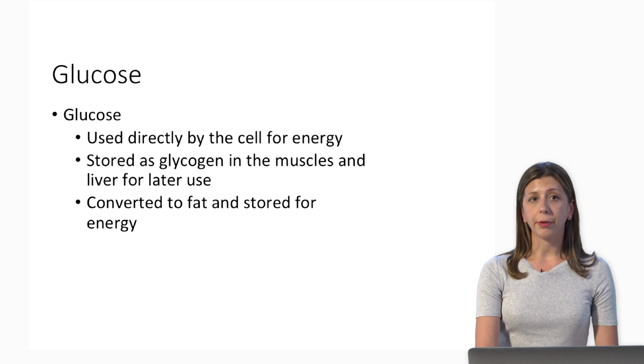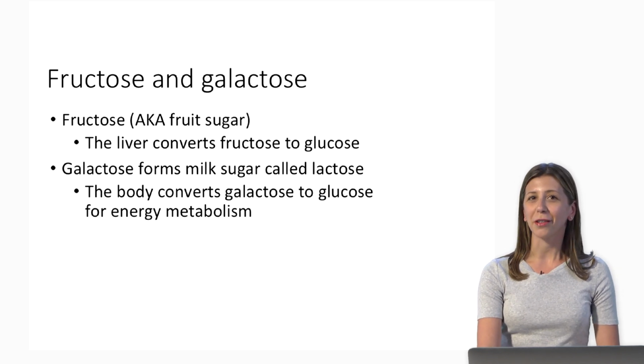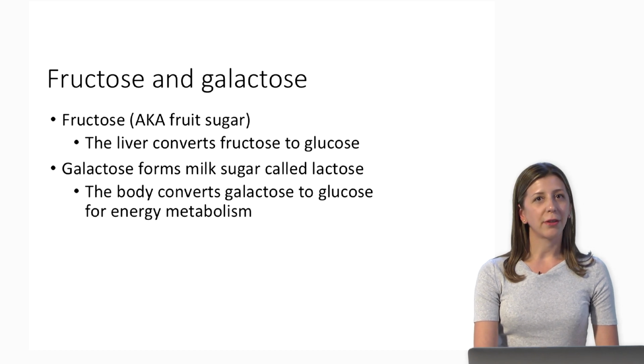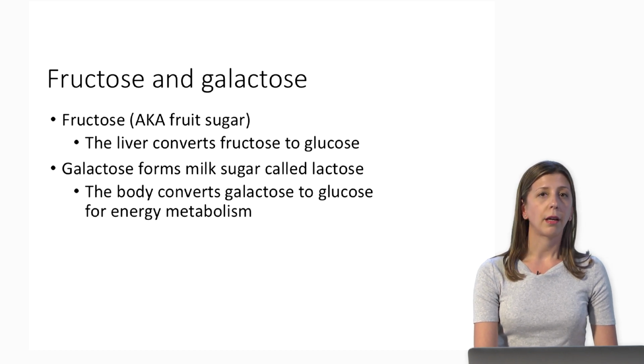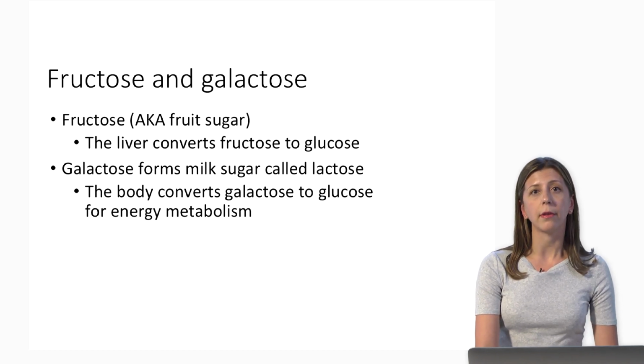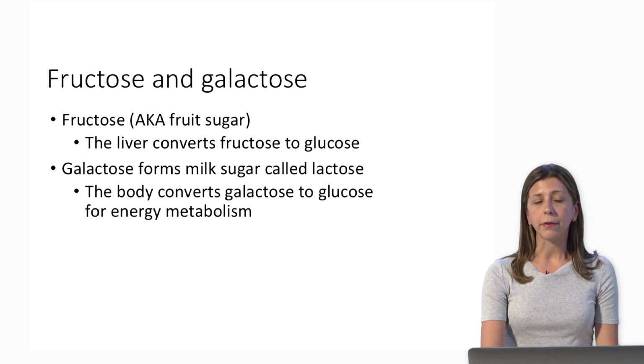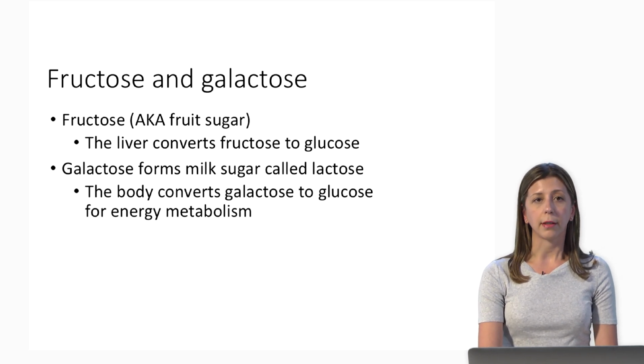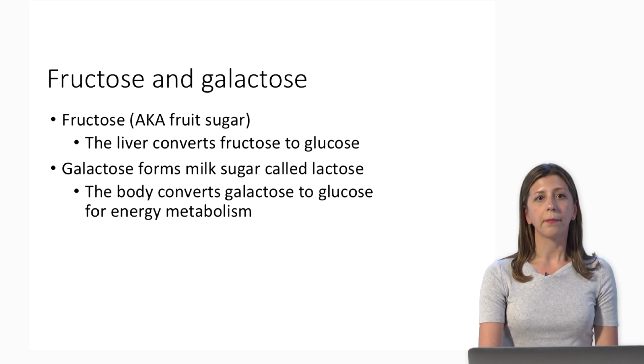What about the other two simple sugars? So fructose and galactose. Fructose, I think of it as the fruit sugar. We find fructose in fruit like bananas or pears. We also can find fructose in processed foods. If you look at food labels and the ingredient list, you can see fructose is commonly added to some processed foods. And really the liver is responsible for metabolizing fructose. It converts it to glucose.